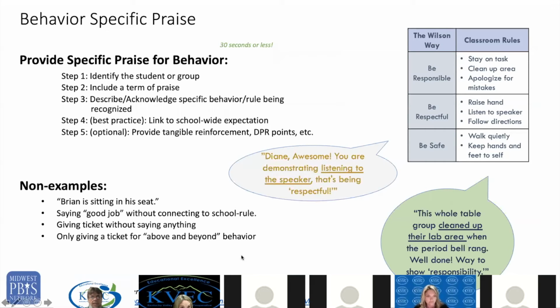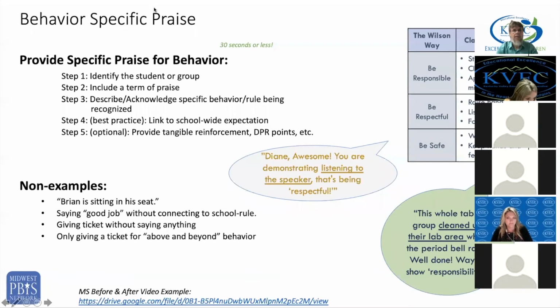So Diane, we have the student's name. We have a term of praise: awesome. Then what rule are we connecting her behavior to, and what was that behavior, and how did that show the expectation of being respectful? And some non-examples that we talked about were Dion sitting in her seat.